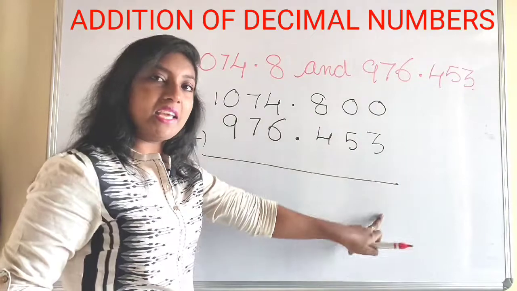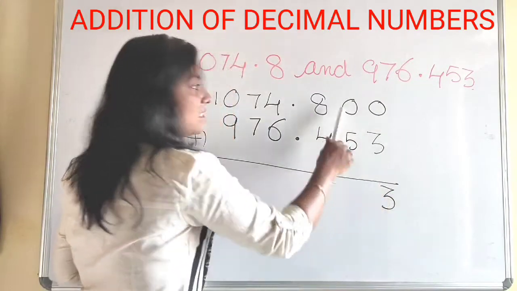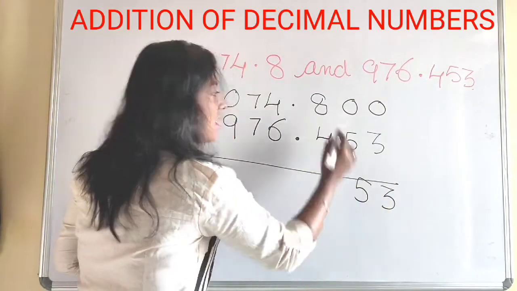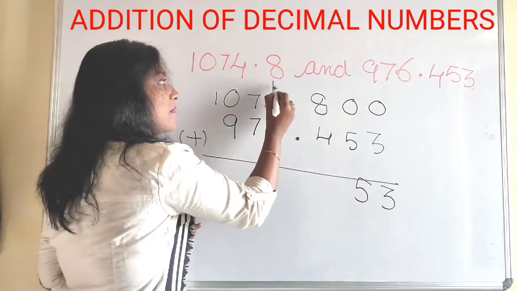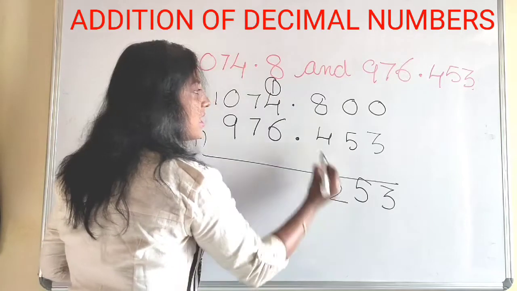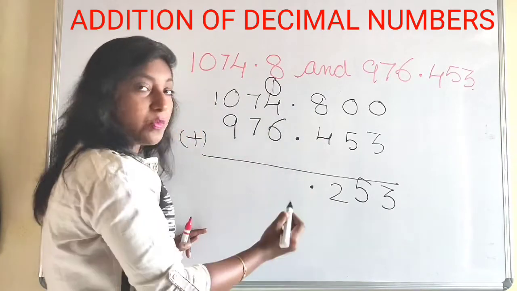0 plus 3 gives 3 and 0 plus 5 gives 5. 8 plus 4 gives 12. So carry over 12 to the next number, that is 1 here and 2 here. And don't forget to place a point, that is point here.